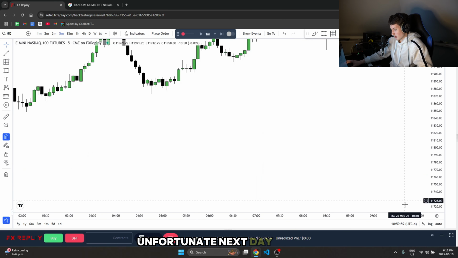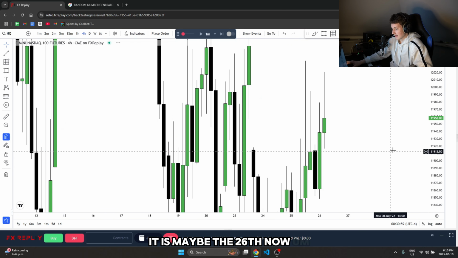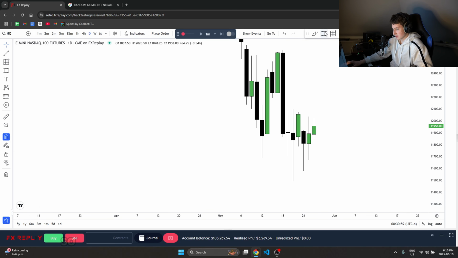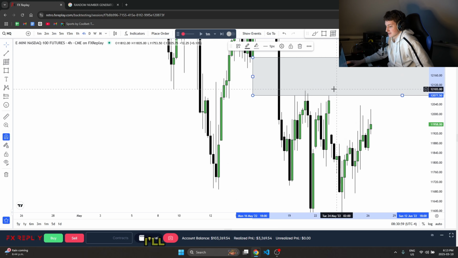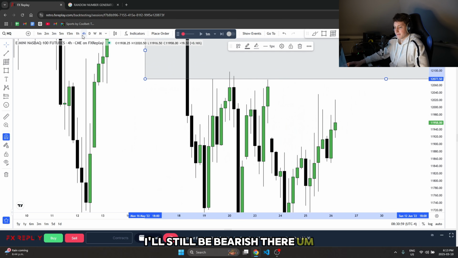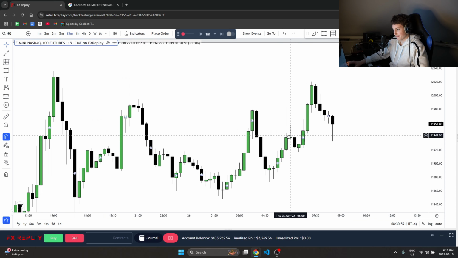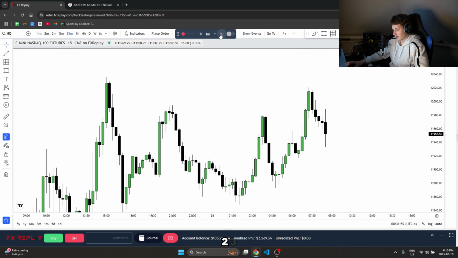Next day open. It is gonna be the 26th now. Almost done the whole month. So daily gap up here. I still like those daily lows. I'll still be bearish there. I just don't really like the price action here, so I'm just gonna play what I see. Probably gonna wait for open here. 1, 2, 3. Well, that's the 5th.